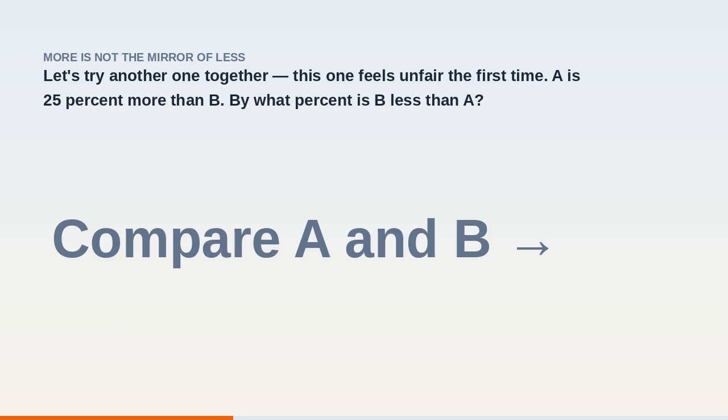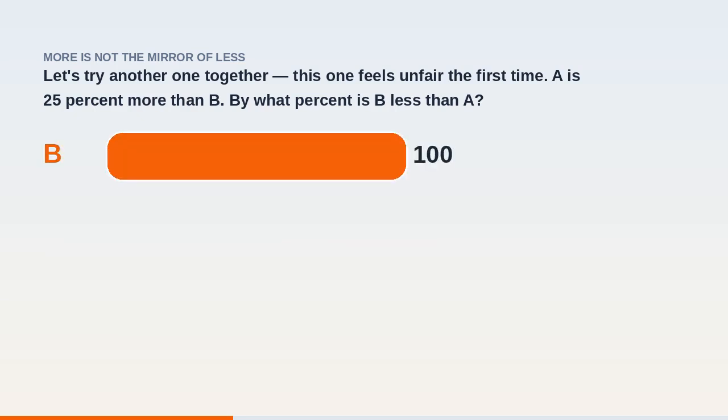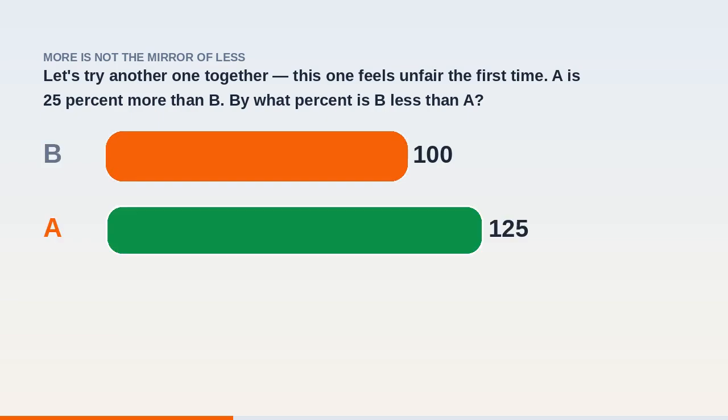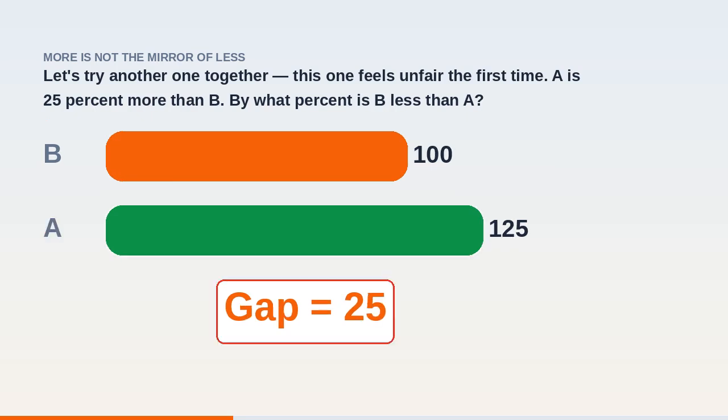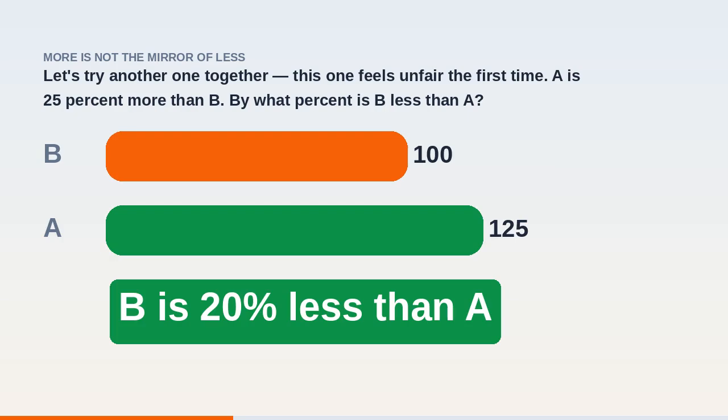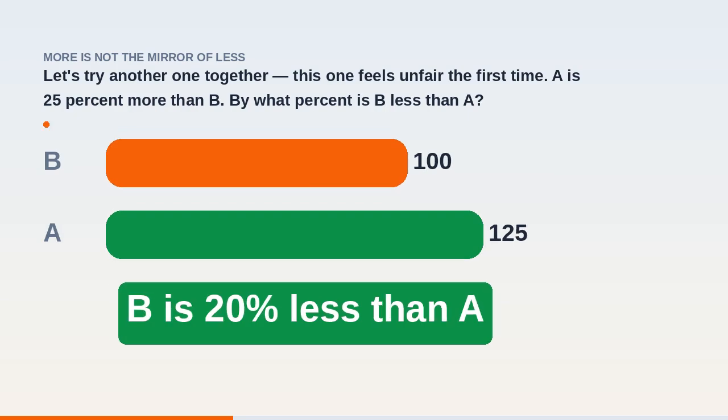Let's try another one together. This one feels unfair the first time. A is 25% more than B. By what percent is B less than A? Give B 100. Then A is 125. Now the gap is 25. But the base is now 125. Different bottom. See, 25 over 125 is 1/5. Times 100. So B is 20% less than A. 25 up one way. 20 down the other.